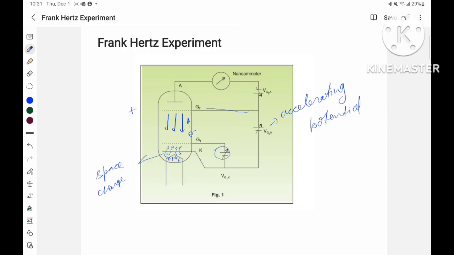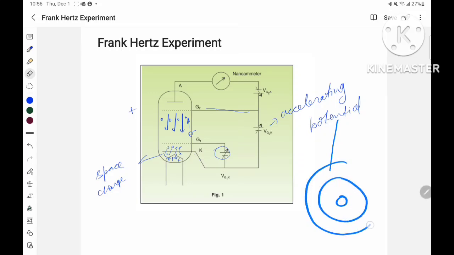So when the electrons are accelerated, they gather kinetic energy, right? And in the tube there is argon gas present. Okay, so inside the argon atoms there are electrons, and these electrons are arranged in orbits like so. You will find argon 18, atomic number is 18.